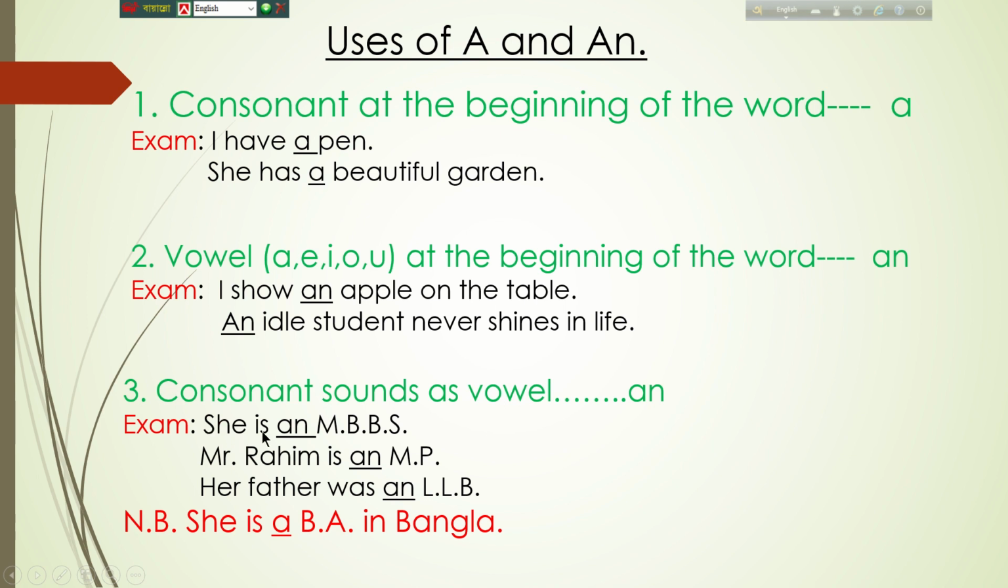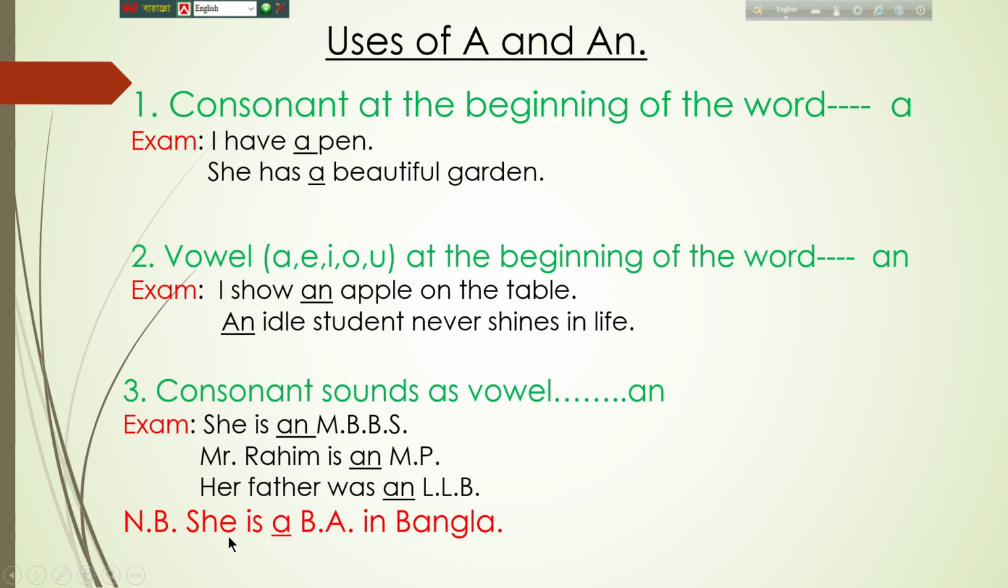Let's see the third rule. Consonant sounds as vowel. That means when there is a consonant at the beginning of the word, but this consonant letter sounds like a vowel, then you have to use an. Let's see the example. She is an MBBS. Her father was an LLB. Here, the word is MBBS and the first letter is M. You know M is a consonant, but here M sounds like a vowel. For that reason, we use an here. The same case, her father was an LLB. L, the consonant, sounds like a vowel. For that reason, we use an here.